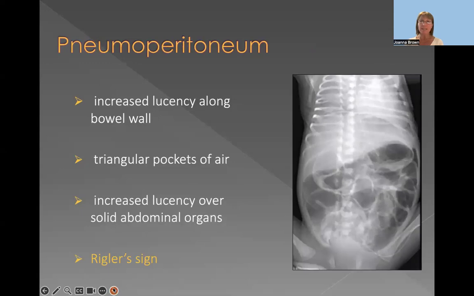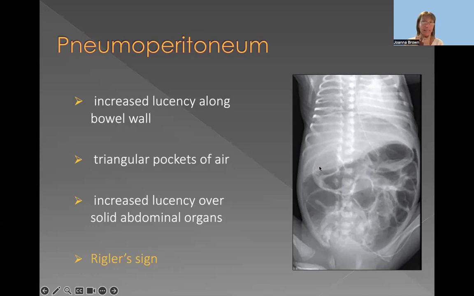And another characteristic appearance is what we call the Rigler sign. Rigler sign means that we have a very good visualization of the bowel wall, because we have air inside the lumen of the bowel and outside the lumen of the bowel. So this is a typical Rigler sign here.